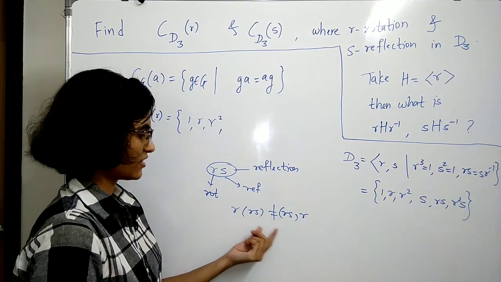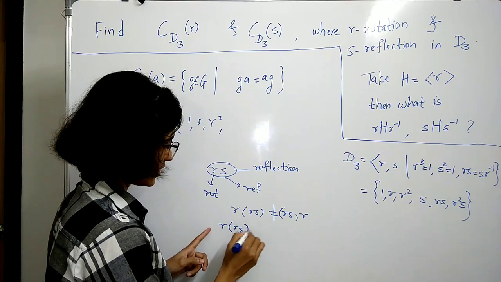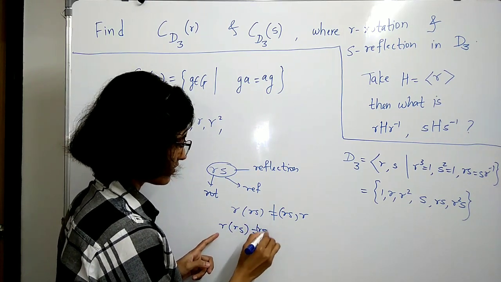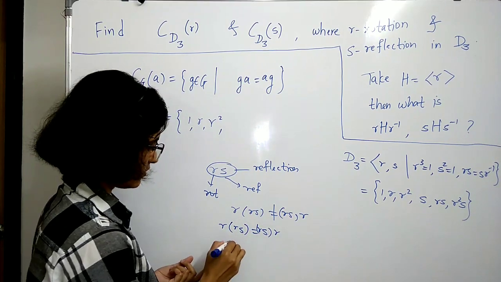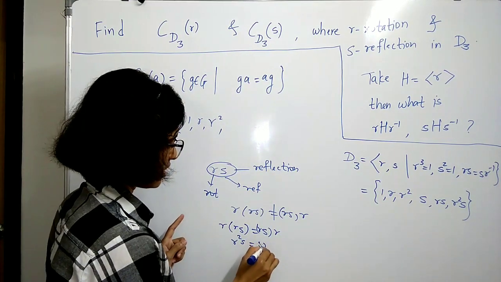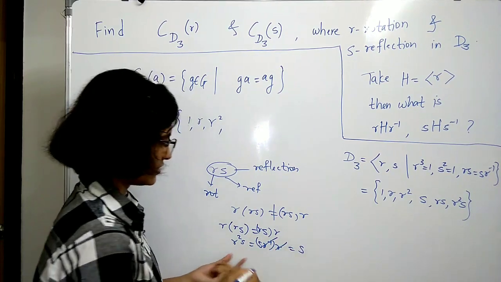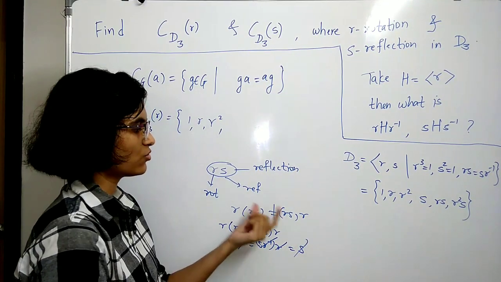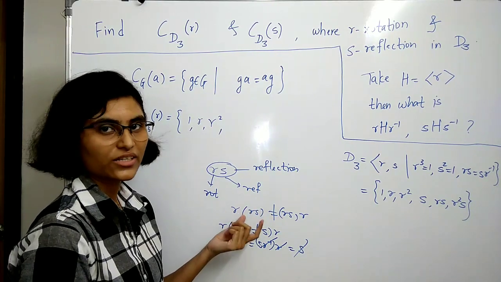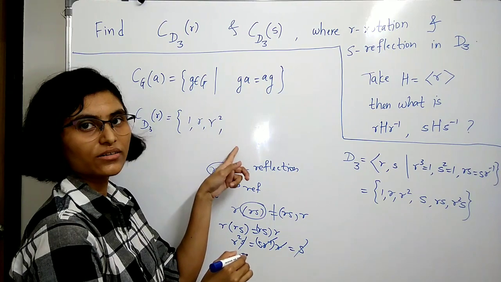Or you can just check that this is not equal. Suppose we have R times RS is equal to RS times R, then this gives us R square S is same as, now RS is S R inverse, which is just equal to S, and this gives us R square is equal to 1. Again the same contradiction, right? So this element R times S is not here.